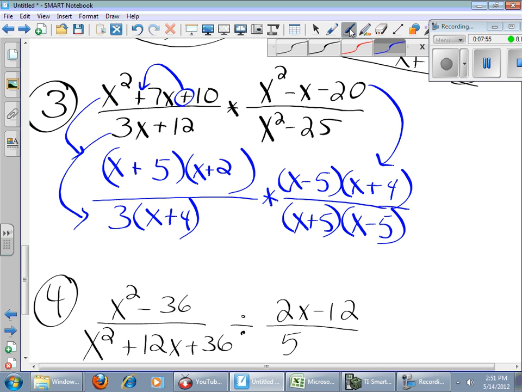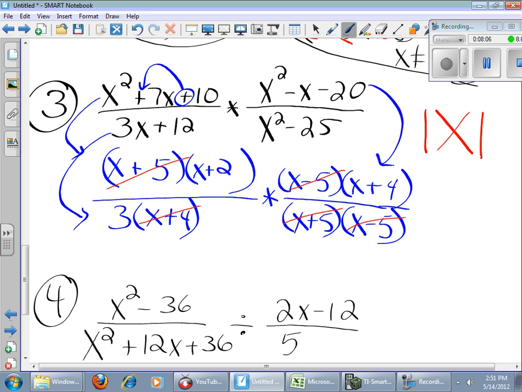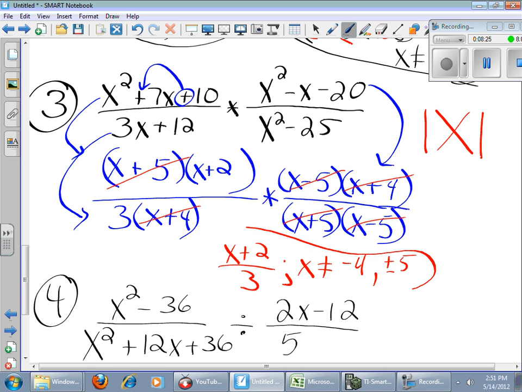Now I'm ready to do some simplifying. And remember, I'm going to check 1, 2, 3, 4 different ways. Boom, boom. Boom, boom. Boom, boom. It looks like the only thing left in the numerator is an x plus 2. The only thing left in the denominator is a 3. Now I still need my restrictions before they simplified. So I know that x cannot be negative 4, cannot be a positive 5 or a negative 5. And there you go.